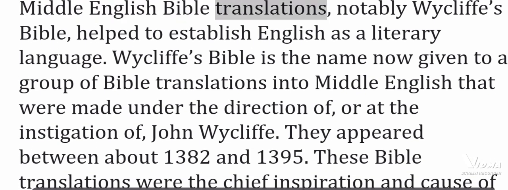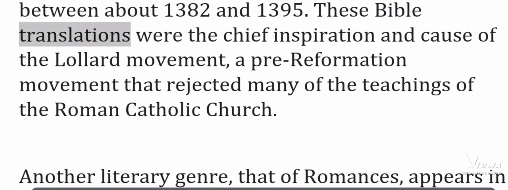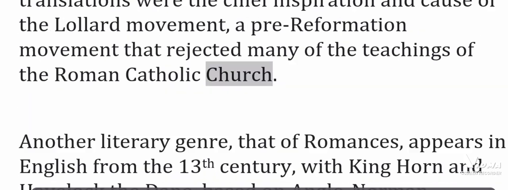Middle English Bible translations, notably Wycliffe's Bible, helped to establish English as a literary language. Wycliffe's Bible is the name now given to a group of Bible translations into Middle English that were made under the direction of, or at the instigation of, John Wycliffe. They appeared between about 1382 and 1395. These Bible translations were the chief inspiration and cause of the Lollard movement, a pre-Reformation movement that rejected many of the teachings of the Roman Catholic Church.